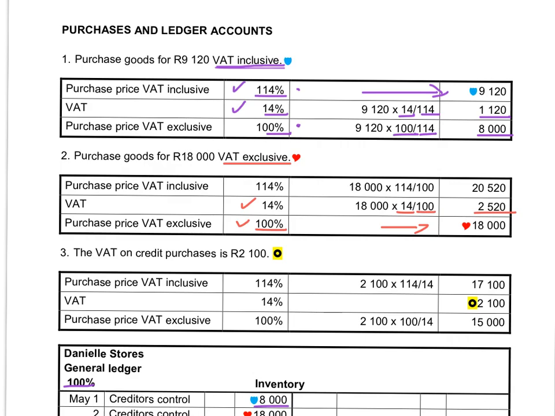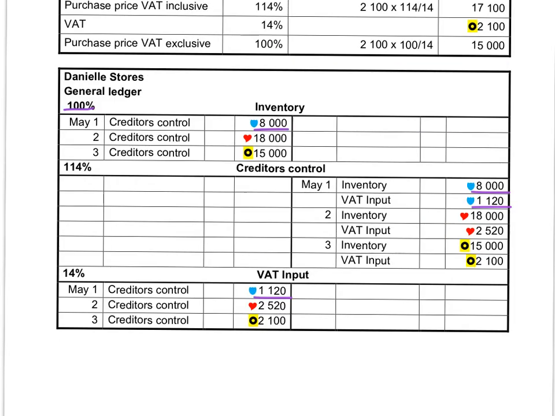If we want to see what is the amount that we owe to the creditors, we want to calculate 114%. So the one that we want, 114, divided by the one that we know, 100, and that will give us 20,520. The amount owed to creditors will be the price of the goods and the VAT that we owe them.